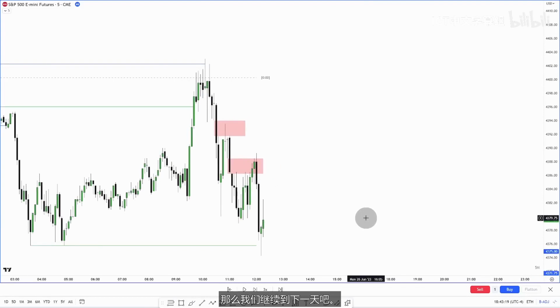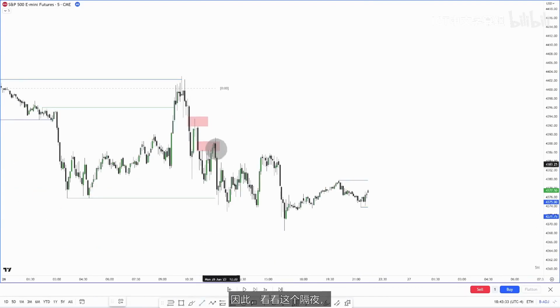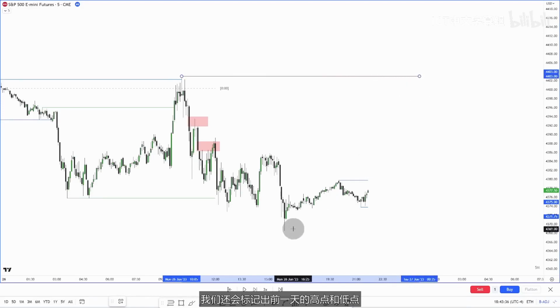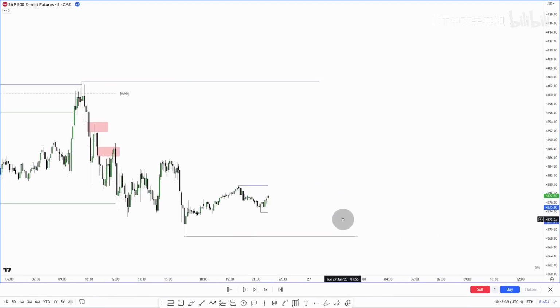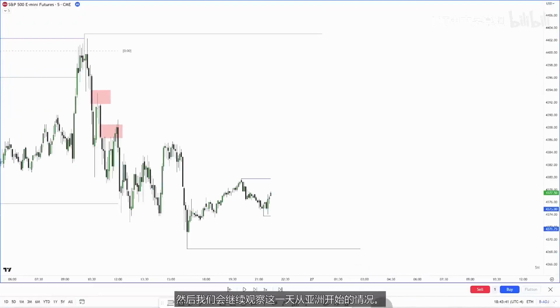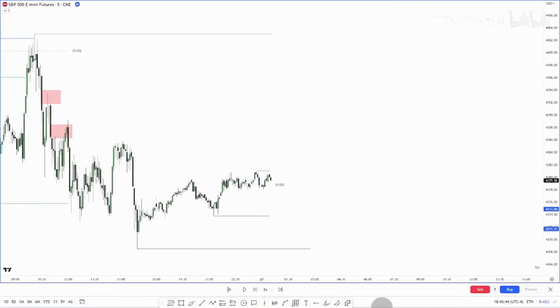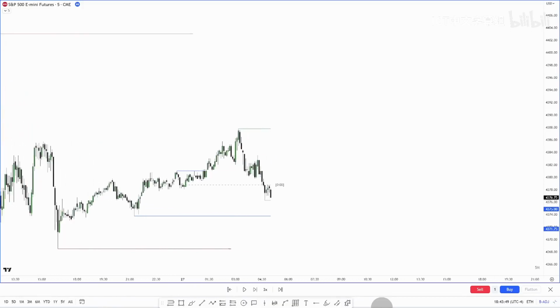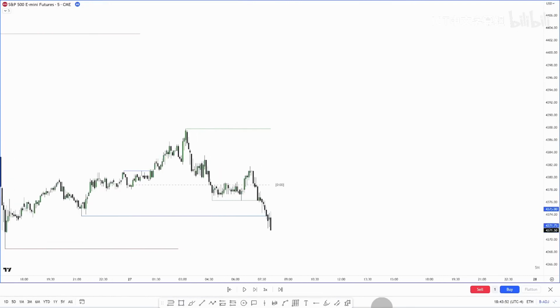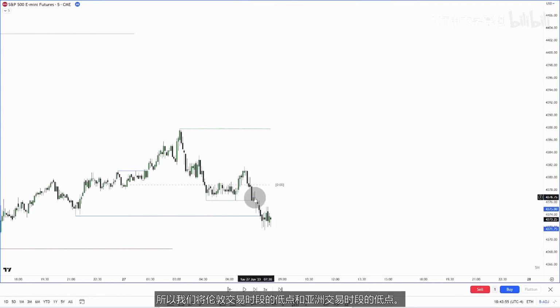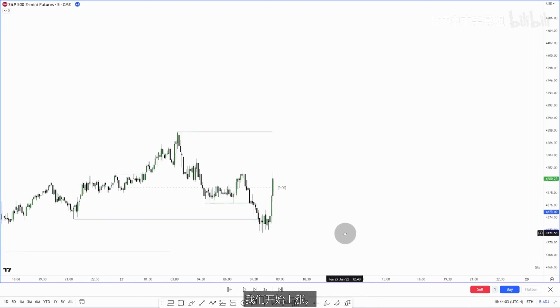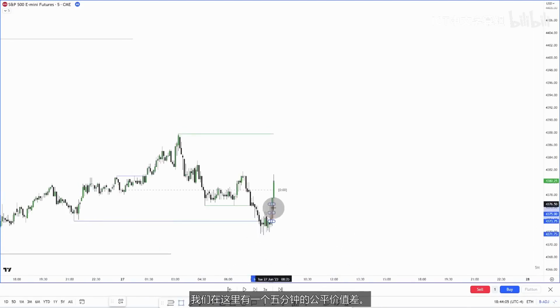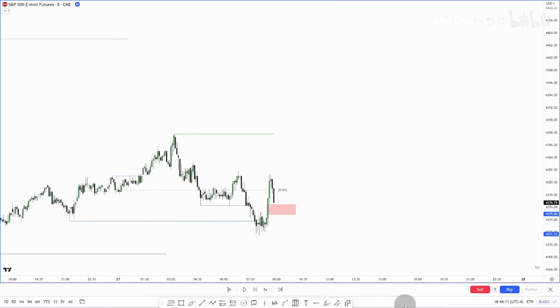So let's go ahead to the next day. Looking at this next day, we will also mark out our previous day high and low, right here and right here. And we'll go ahead and watch this day play out from Asia. Right here, you can see Asia high being created, being taken. Now we get London session. Let's see what happens. And there we go. We take our London session low and Asian session low. No real displacement below here. Let's see what happens. We start to get displacement up. We have a 5-minute fair value gap here.